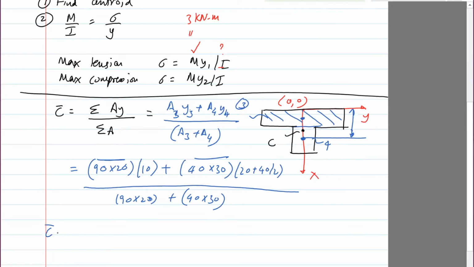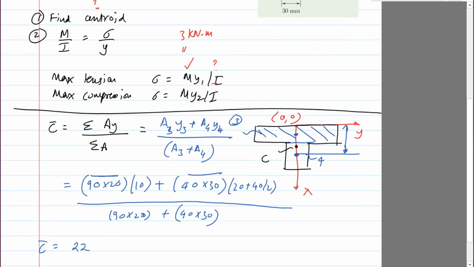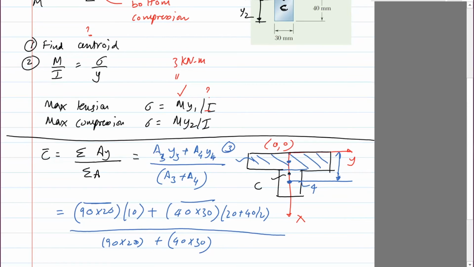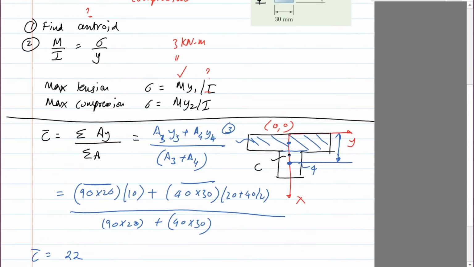Okay, so when you do the math, it comes out to be 22, which is saying that the centroid is slightly below. So this is 20, so it's slightly below that. So it's 2 millimeters below this, where this section ends.